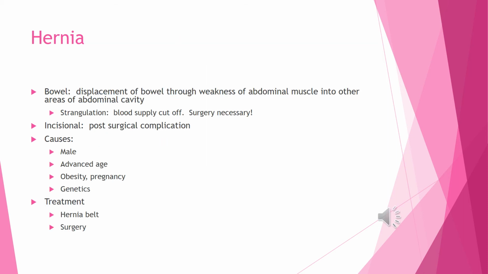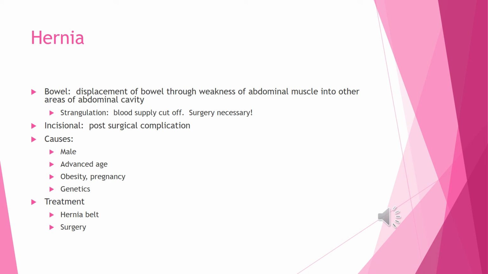The next thing we'll talk about is a hernia. And this is a displacement of the bowel through a weakness in the abdominal muscles into other areas of the abdominal cavity. So you may have an umbilical hernia. There are also inguinal hernias down in the groin. And the main thing that we become concerned about is sometimes they can become strangulated, where the blood supply is cut off, and then surgery is definitely necessary, or these patients can get very ill and actually have some necrosis go on with that bowel.